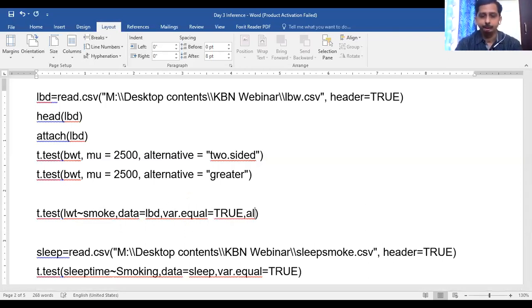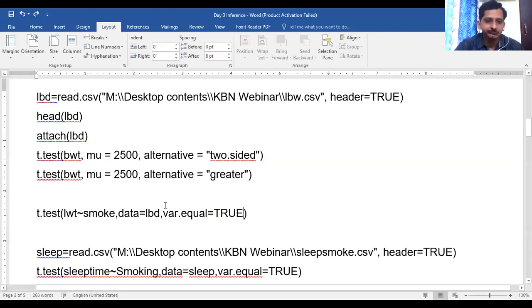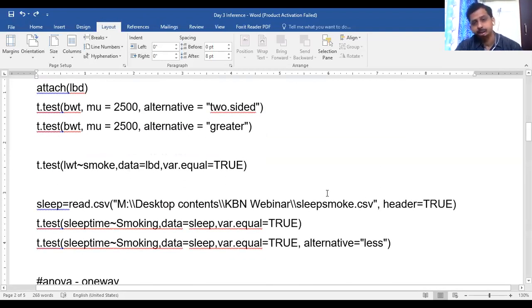Here I can add one more argument called alternative is equal to two dot sided. So an alternative statement I can make here is one more argument. But if I don't give that, then automatically it will assume that it is a two-sided test. Now another data is there, sleep smoke data, the sleeping time for the smokers. Sleeping time is a continuous variable, and smoking is a factor variable. Data is stored in sleep, variance dot equal.